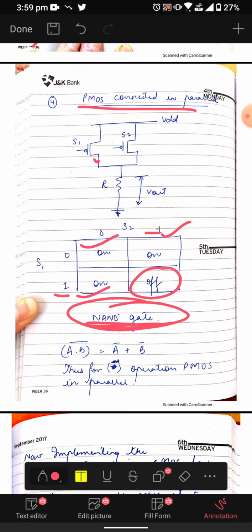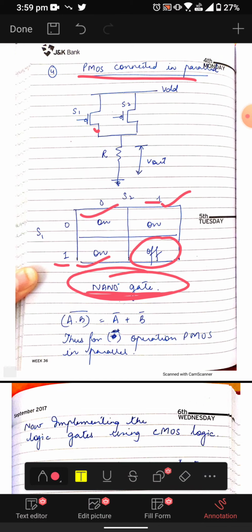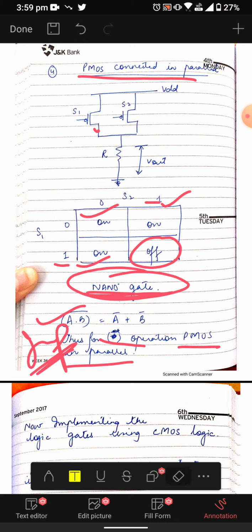So this is how I make a NAND gate using two PMOS transistors which are connected in parallel. Now NAND is dot operation. So for dot operation, PMOS are in parallel. Okay, remember these lines.